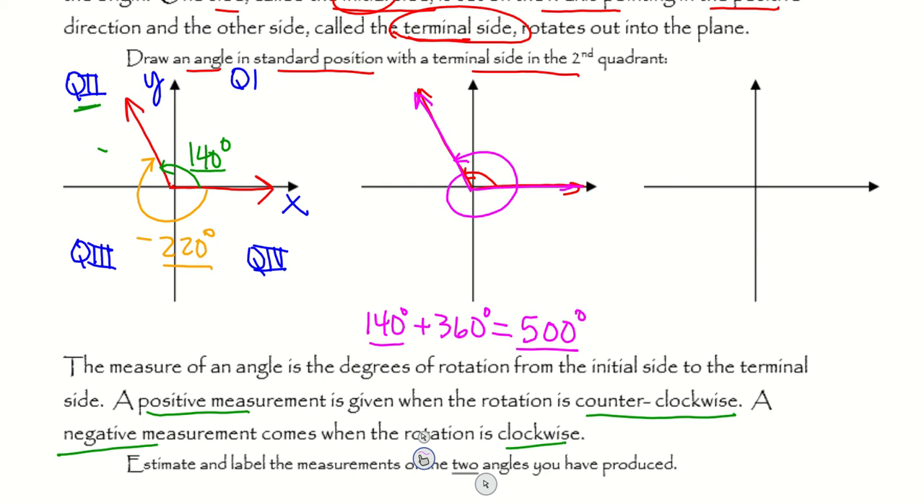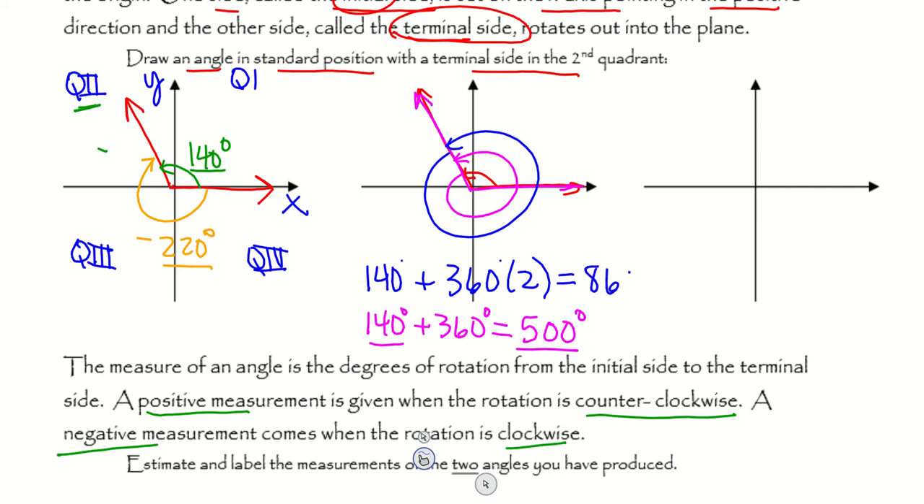Could we find another angle? If I go another circle around, then I'm taking my 140 degrees and adding 360 degrees twice, which would get me to 500 plus another 360, which is 860 degrees.